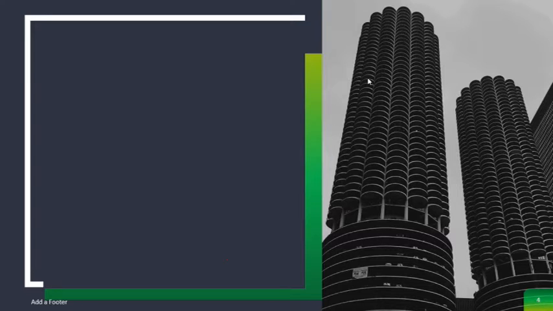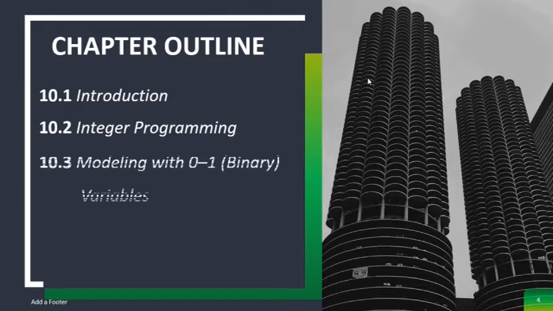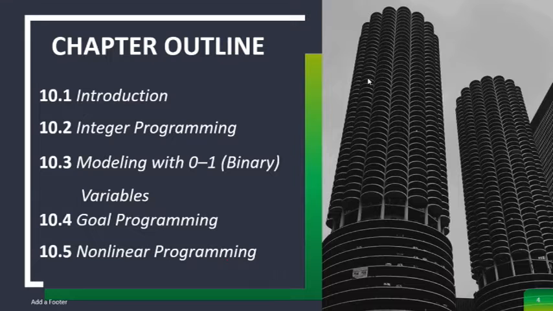Good day everyone, I'm Nurjana Isali from Group 7. I will be discussing the chapter outline of this chapter. First is the introduction. Second is integer programming. Third, modeling with 0, 1 binary variables. Fourth, goal programming. And lastly, nonlinear programming.